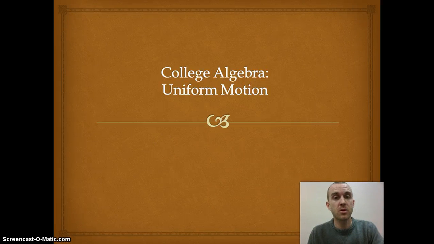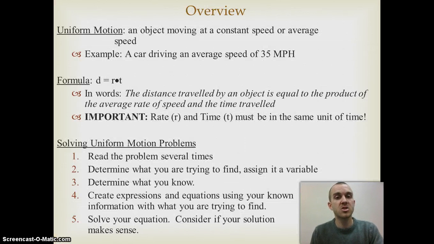In this video, we'll explore uniform motion. Now, uniform motion is talking about an object that's moving at a constant or average speed. For example, you're driving down the highway, you're going 70 miles an hour. You don't think about all those individual speeds as you go up and down, but the average speed.